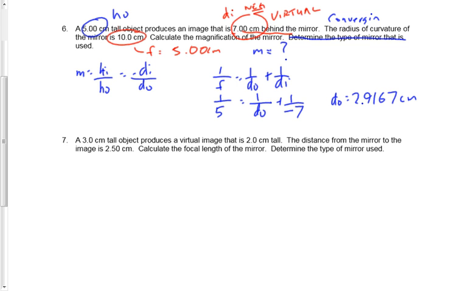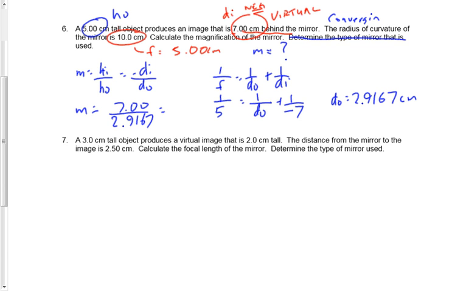So now let's find the magnification using negative DI over DO. Whoops, other way around, isn't it? Whatever we get there, it's about 2.5-ish, 2 point something. Good? Good. All right, finally, let's take a look at number 7.